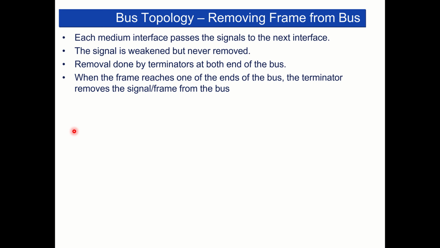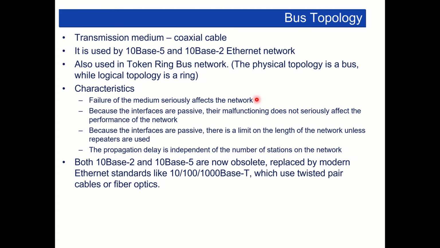Alright, so next, let's look at the bus topology. How can we remove a frame from the bus? Each medium interface passes the signal to the next interface. The signal is weakened but never removed. Terminators will perform the removal operation at both ends of the bus. When the frame reaches one end of the bus, the terminator removes the signal frame from the bus.